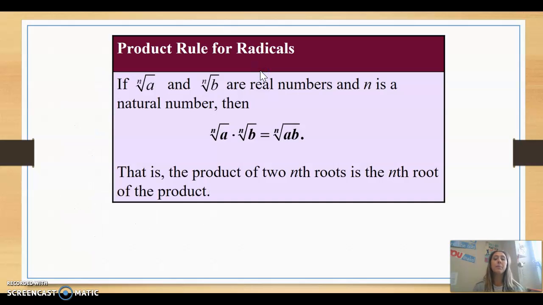So go ahead and hit pause, and really the only thing you need to write in your notes is that the nth root of a times the nth root of b is going to equal the nth root of a times b. So just put that in your notes because we're going to use that idea to undo and redo and all that stuff.